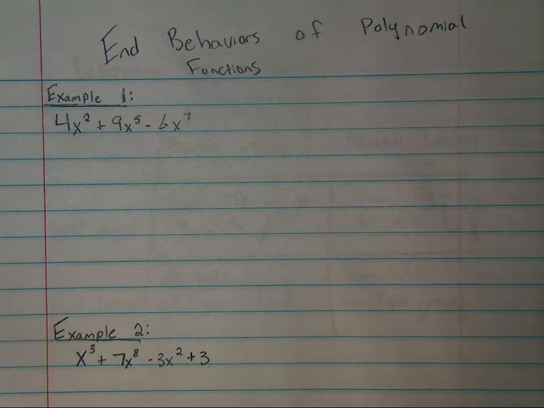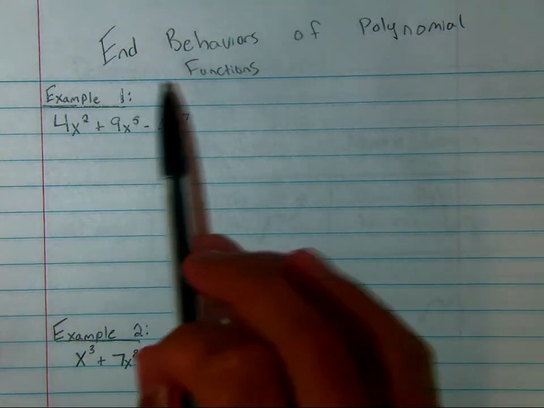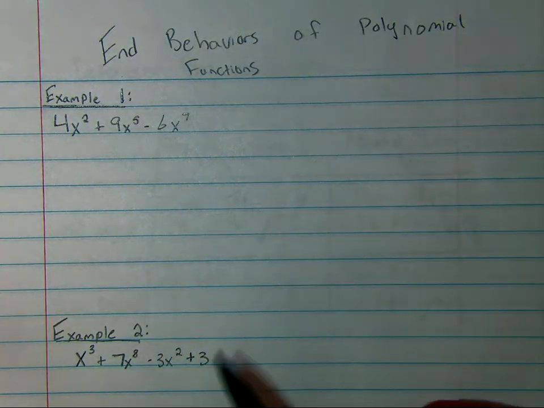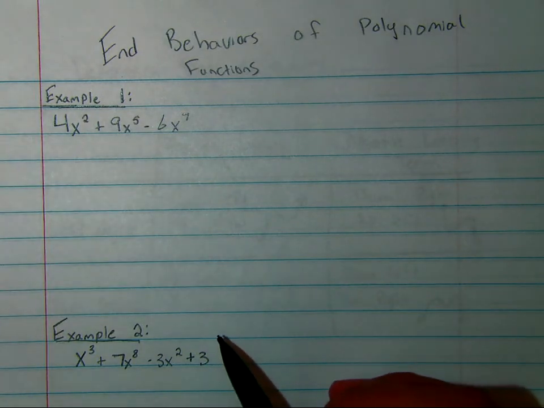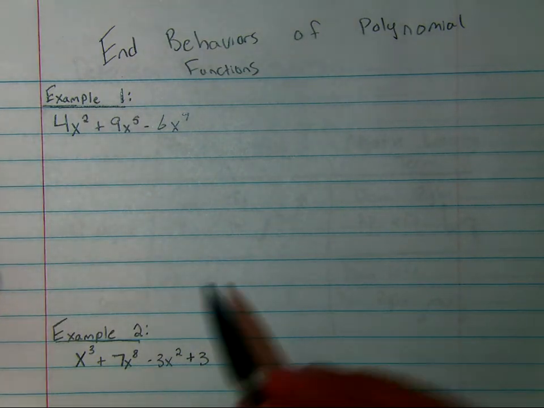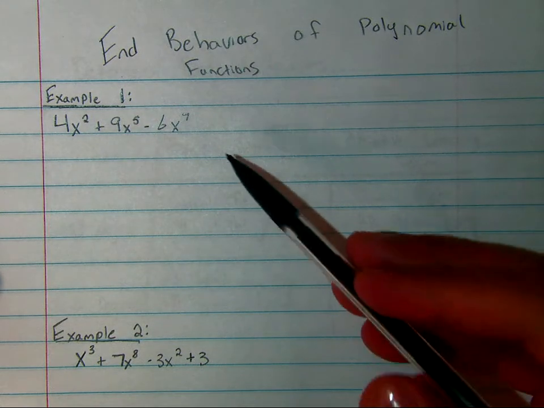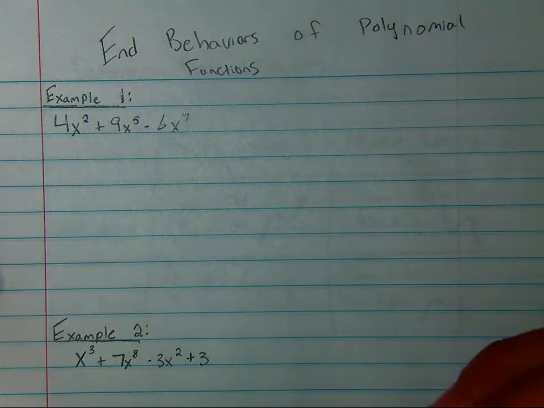Alright, so today we're going to be looking at end behaviors of polynomial functions. Our main focus is, if we were to draw this function out on a piece of paper, what would my end behaviors tend to look like?